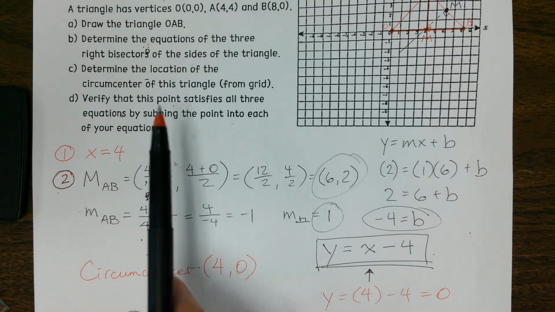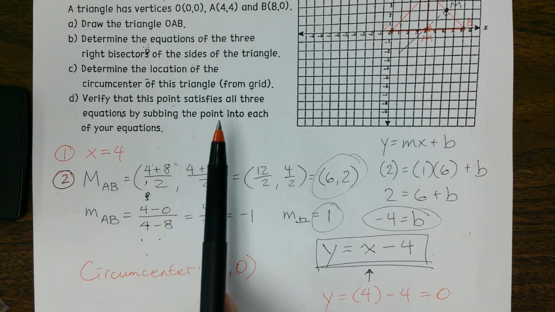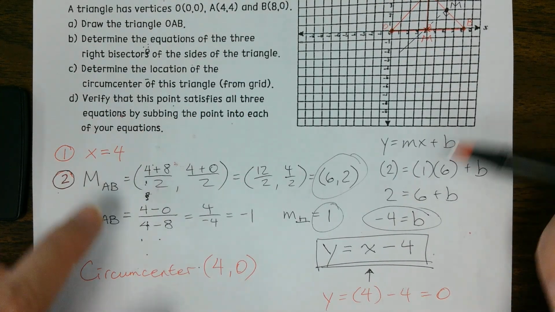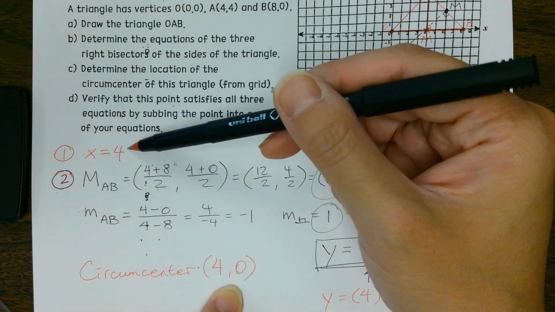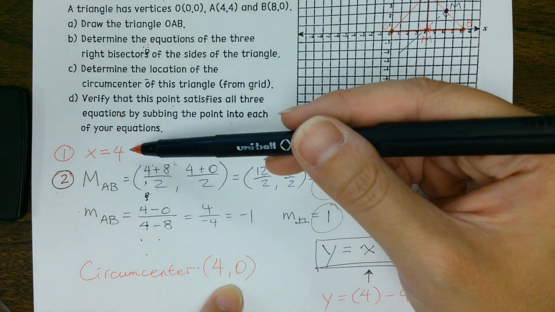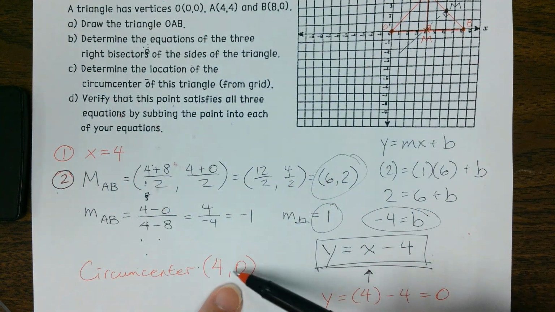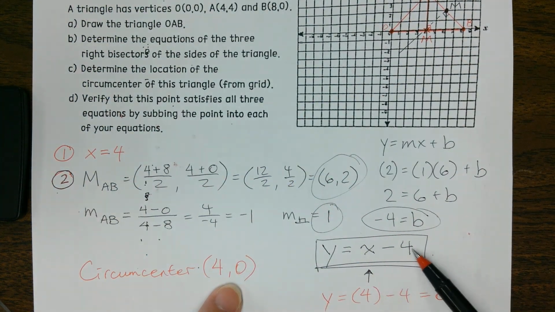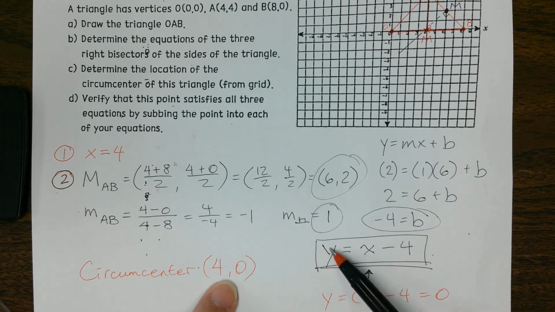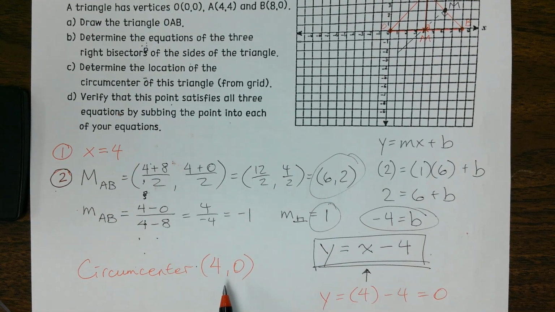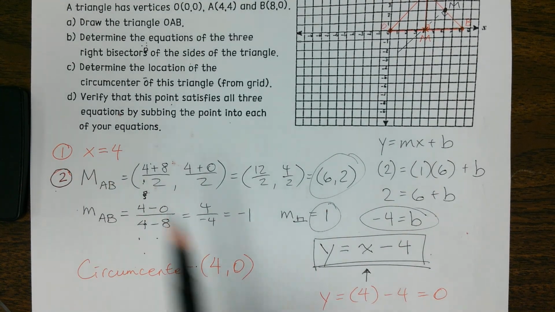Okay. Further, we can verify that this point satisfies all three equations by subbing it into each. So this point right here, if I sub it into my equation, yeah, x equals 4. That's right. If I sub this point into this equation, I sub in 4 here, 4 minus 4, I get 0. So yeah, that's how you verify. You sub your circumcenter point into each of your equations to see if the left side equals the right side. Okay, any questions?